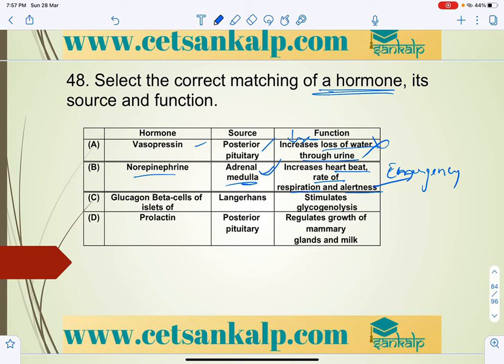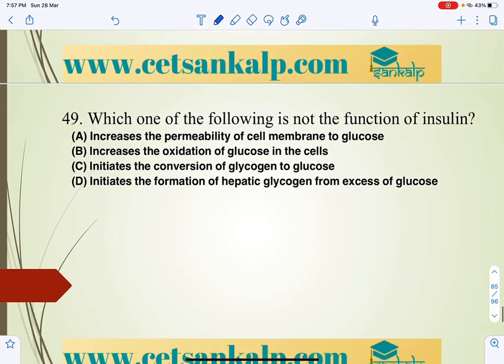Next, glucagon, right? Beta cells, no, that is alpha cells already. Islets of Langerhans, correct, stimulates glycogenolysis. This is correct, but it is not beta cells, it is alpha cells. Prolactin, posterior pituitary: prolactin is produced by the anterior pituitary, so wrong. So the correct answer is B. 48, correct answer is B.